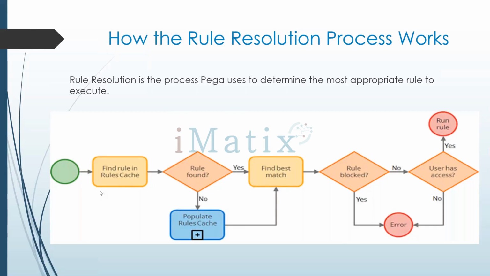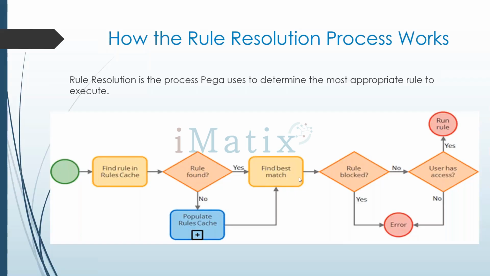Now, if it finds the rule, then it will check whether it is a best match or not. What is the best match here? I'll talk about it. It will first check whether it is a best match or not. After checking for a best match, it will check whether the rule is blocked. What is the availability of the rule? Is it available for execution or is it blocked?